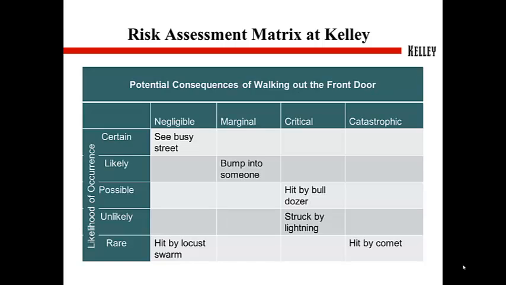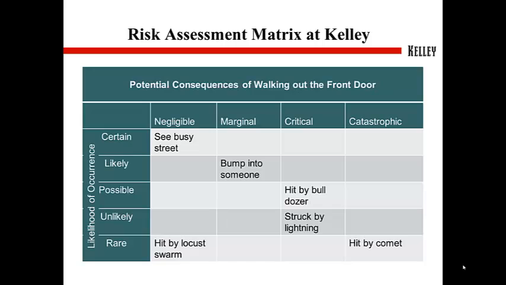So starting with the first row, if I walked out the front door, I would see a busy street. Well, this is most certainly an event that would happen, but the impact is negligible. It happens all the time. Second row, I could bump into somebody, and this is most likely. It's pretty crowded out in the front of the building, and it could have a marginal impact. I could have somebody step on my foot or something.